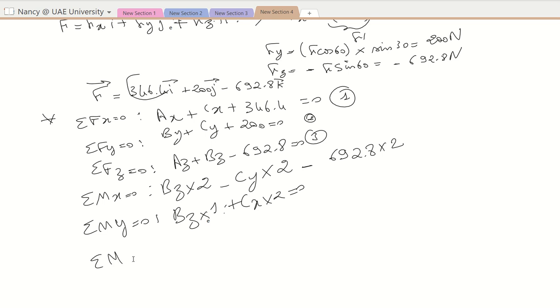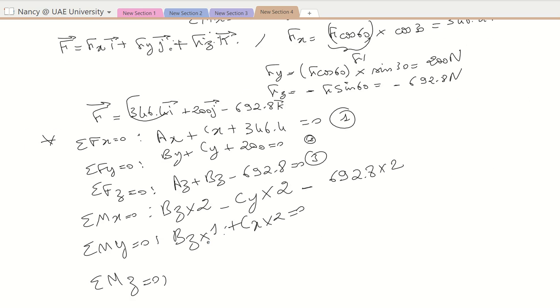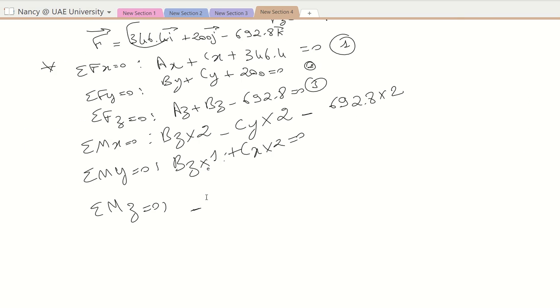And finally, we have summation of moment about z is equal to 0. Ax, Az will not have moment because they are touching the z-axis. Fz will not have a moment because it's parallel. What else? We have Fx. If we place our thumb along the positive y, we will see that we have a negative moment for Fx. The perpendicular distance between Fx and the z-axis is equal to 2. So we will have here minus 346.4, which is the x component of my force F, multiplied by 2.